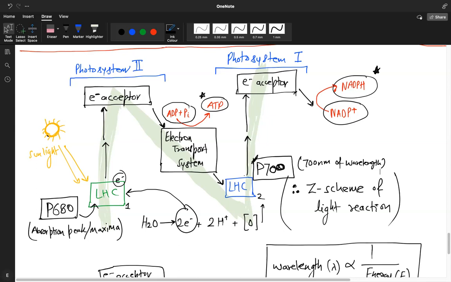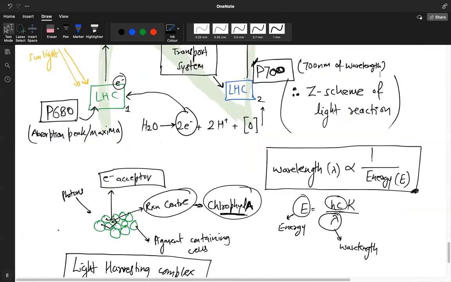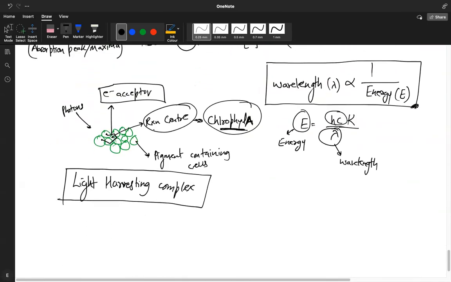Sir, I have a question. Yes, Iram. As you said that chlorophyll A is the only pigment that takes part in photosynthesis. No, not in the part of the photosynthesis, in the reaction center from where everything begins, where this excitement of electron takes place.